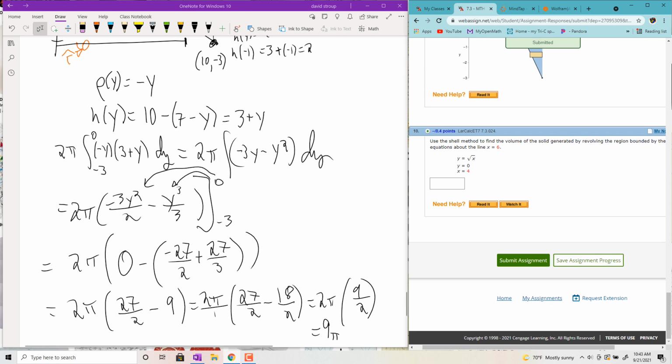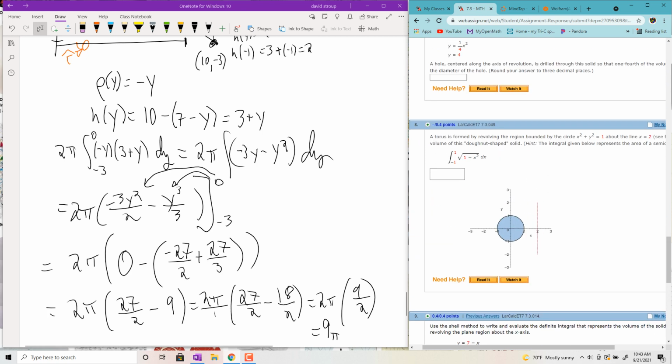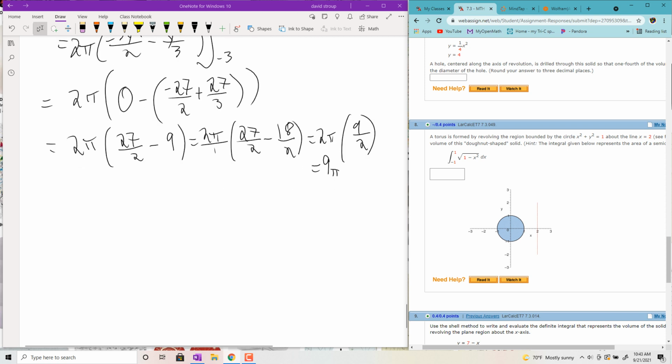Okay. Hopefully you could do the rest. Maybe we should do the torus problem. Everybody seems to have trouble with the torus, and then I'll let you go.